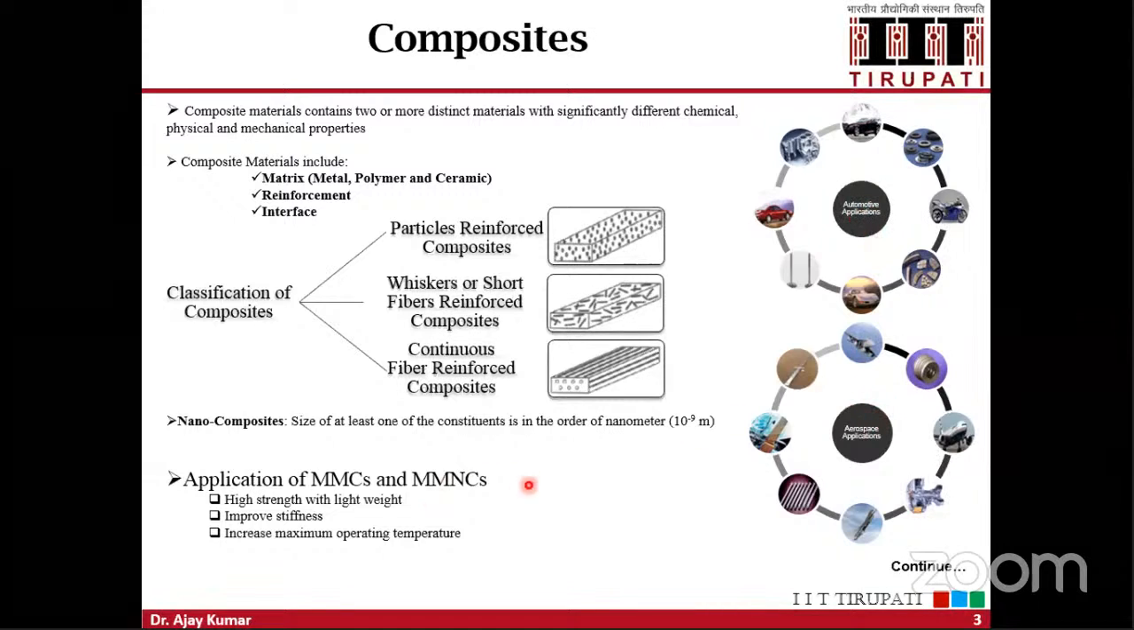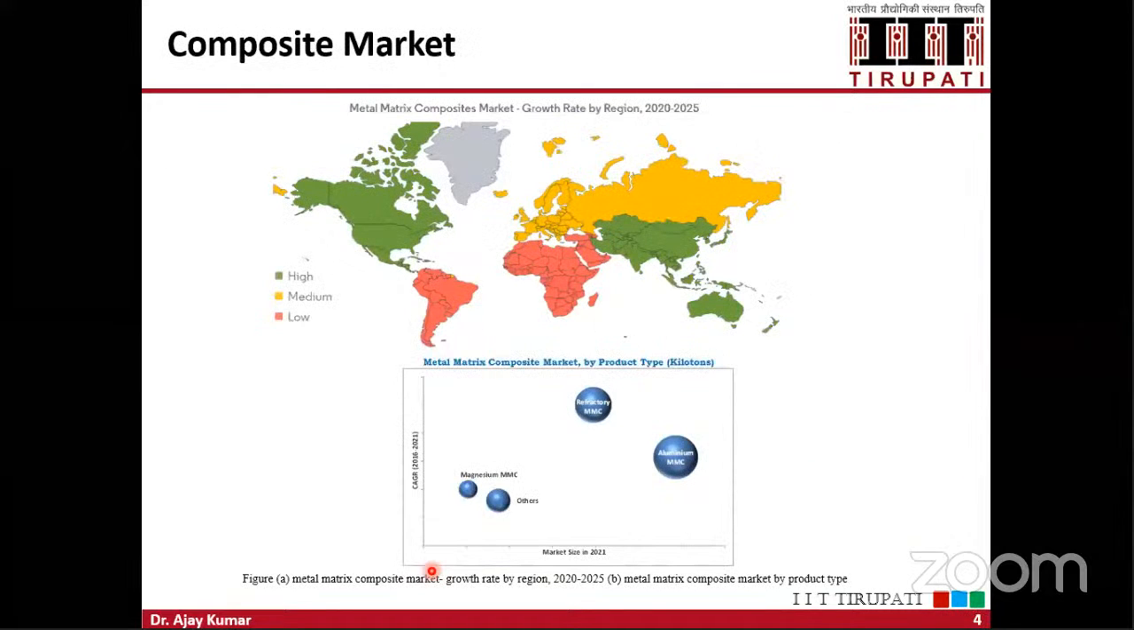And then because these composite materials have high strength and light weight, they have improved stiffness, and they can operate at maximum temperature. When we talk about the market of the composite materials, you can see from this slide that the green zone is the highly demanding zone where the composites are being used. So India is one of the leading countries. You can see the composite materials are being used in various sectors.